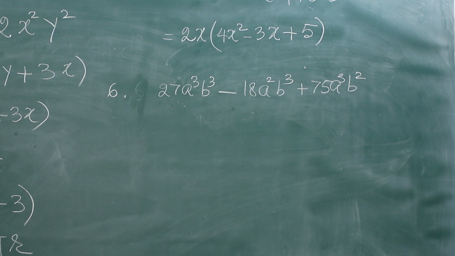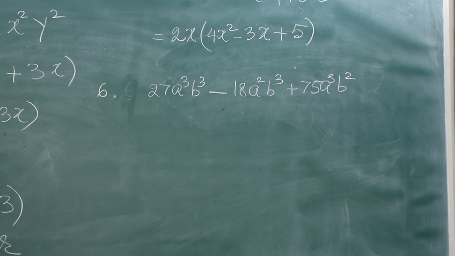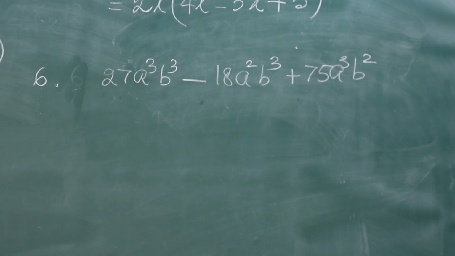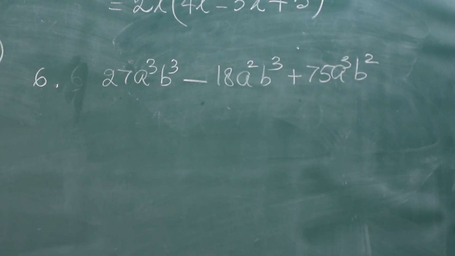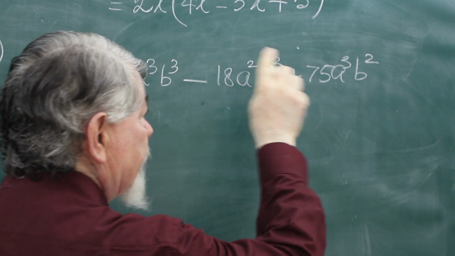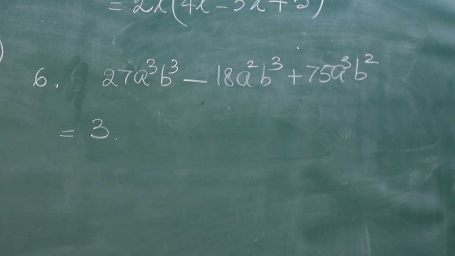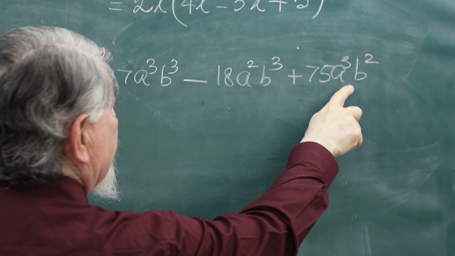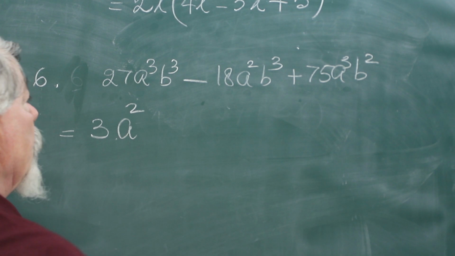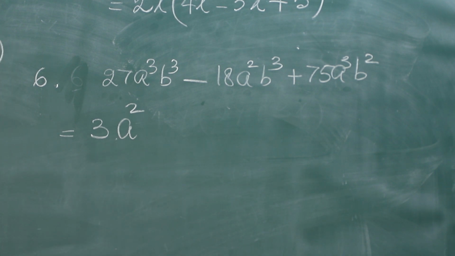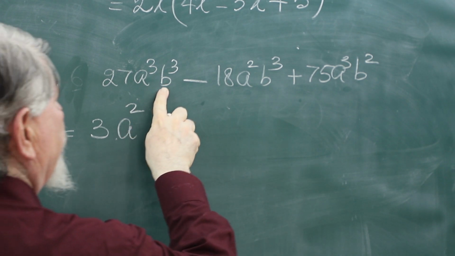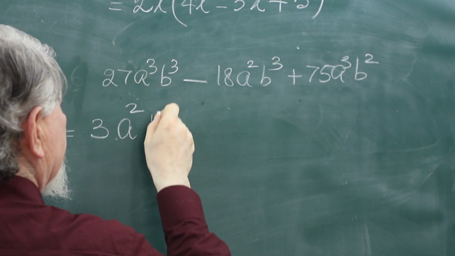So again, I am going to look for a number which will be dividing each and every number. That is only meaning that I can take common. Out of 27, 18, 75, 3 is the only number which is common. Out of a cube, a square, a cube, I can take a to the power 2. I said when we are talking of variable, then take the variable with the lower power. Out of b cube, b square, again b square is common.